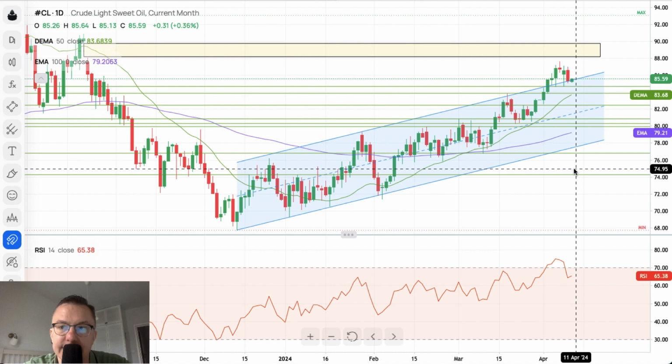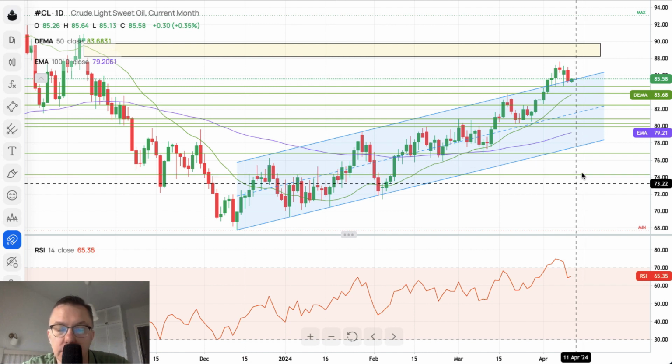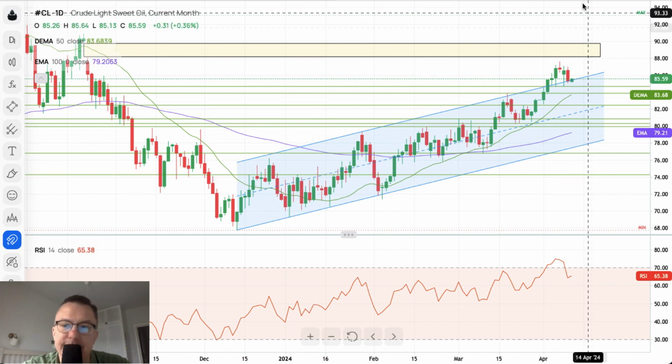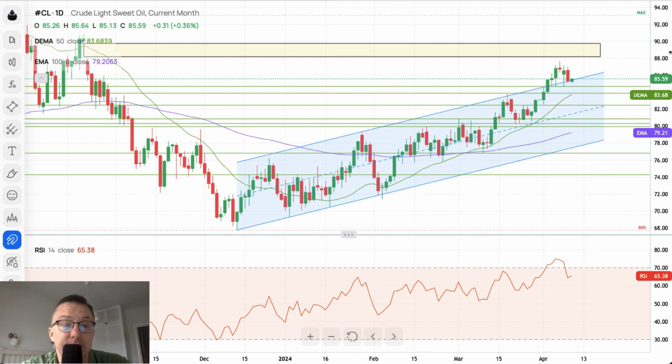This is daily, guys, so it's even much more important than the 4-hour or intraday chart. So it's all looking good for the crude oil. Upside is expected. That's everything from me for today.